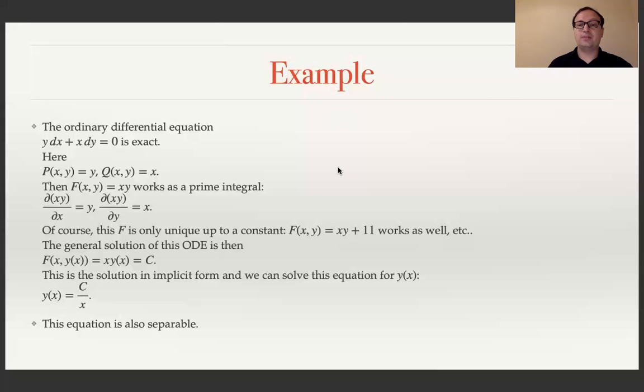Since we know the prime integral, this almost means we know how to solve the equation, because the general solution of this ordinary differential equation then is F of x and y, which is x times y, is equal to a constant. So all solutions of the equation are of this form: x times y of x is equal to a constant. In this case, we can very easily solve for y of x, and we get that y of x is equal to that constant divided by x.